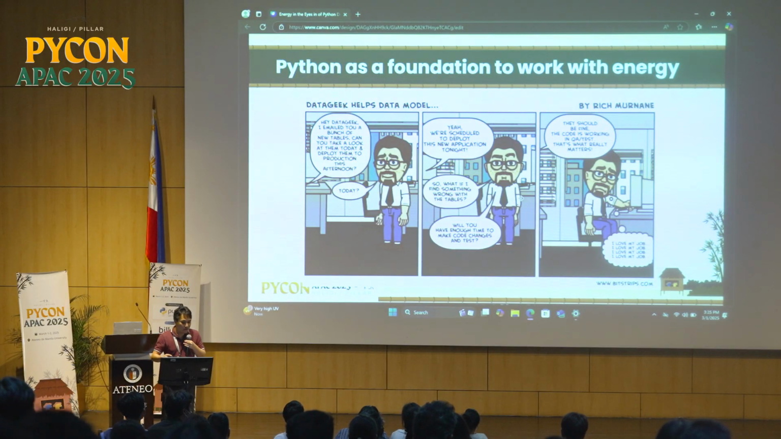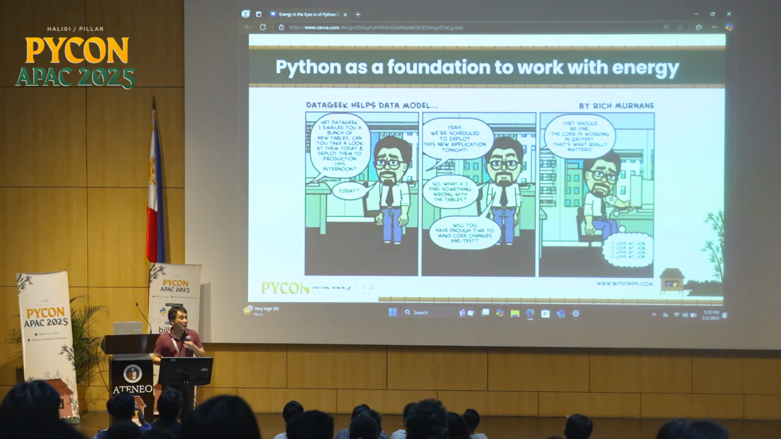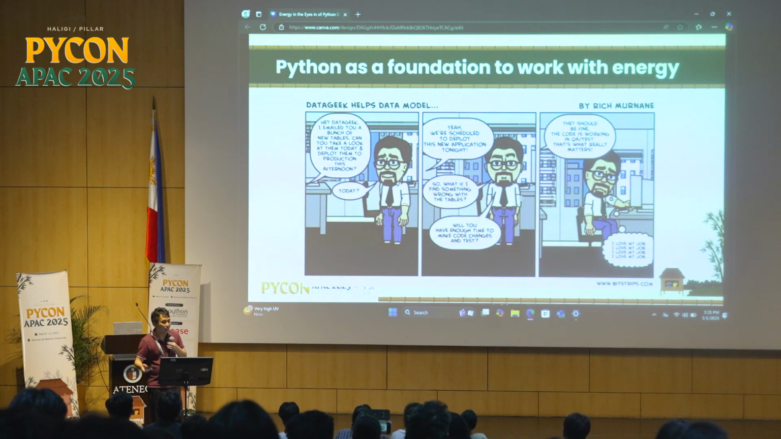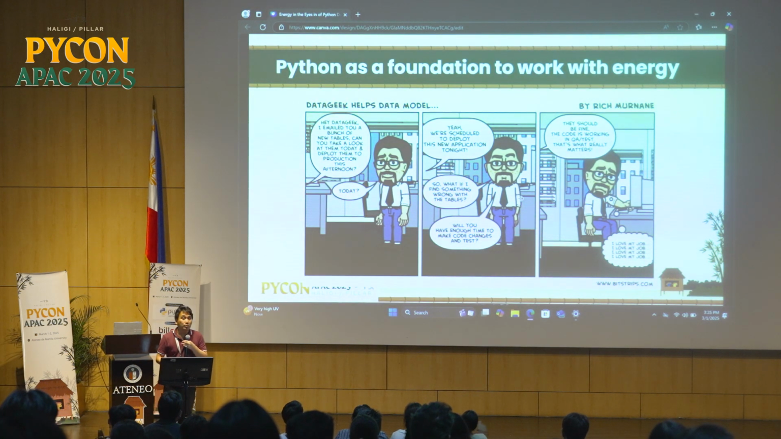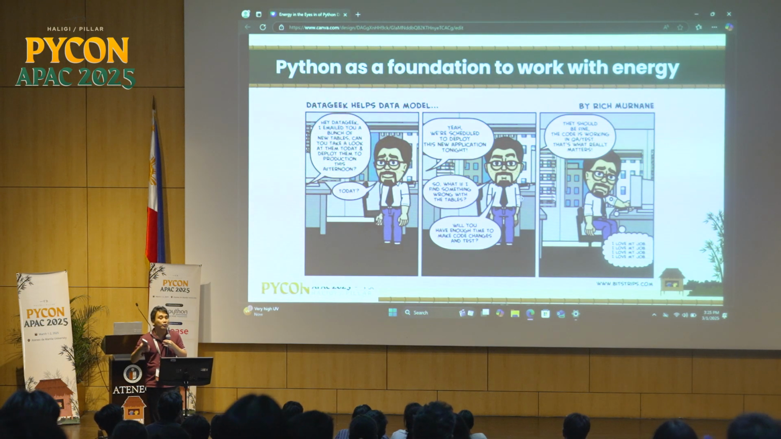So since the theme of the talk is about haligi, or pillars, we're going to think of Python as the foundation to work with energy. As I've mentioned before, domain experts, domain scientists, are already very tired, or already flooded with all of this complexity, the equations, the various nuances of the job, wherein they don't need additional layers of abstraction. So the simpler the solution, the better. And Python provides that readability, that accessibility, that portability.